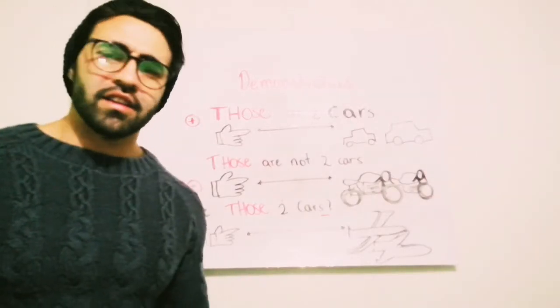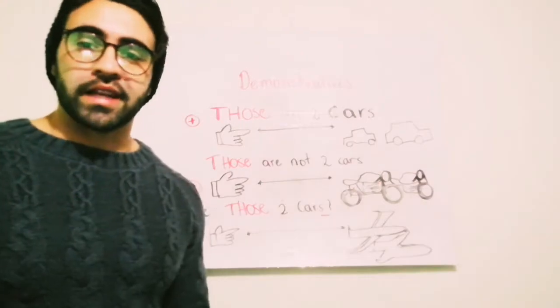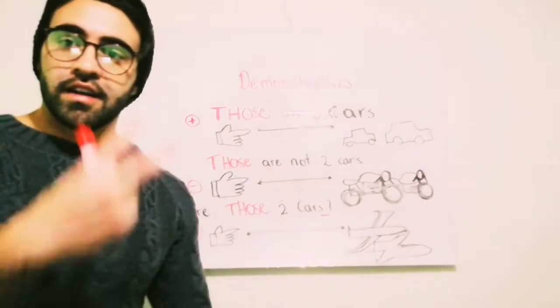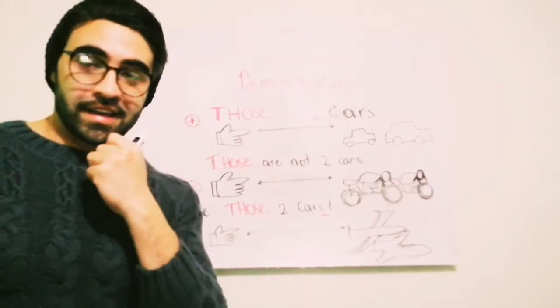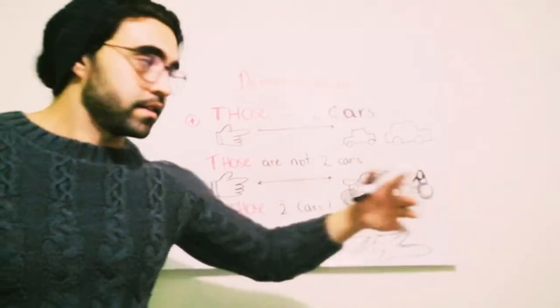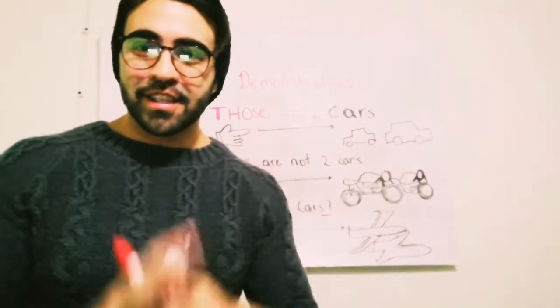And I say, no, teacher, those are not two cars. Those are two airplanes. Those are two motorcycles. Those are two cars, right? Now, we have singular, and we have plural, long distance. This is long distance. Now, what about short distance?